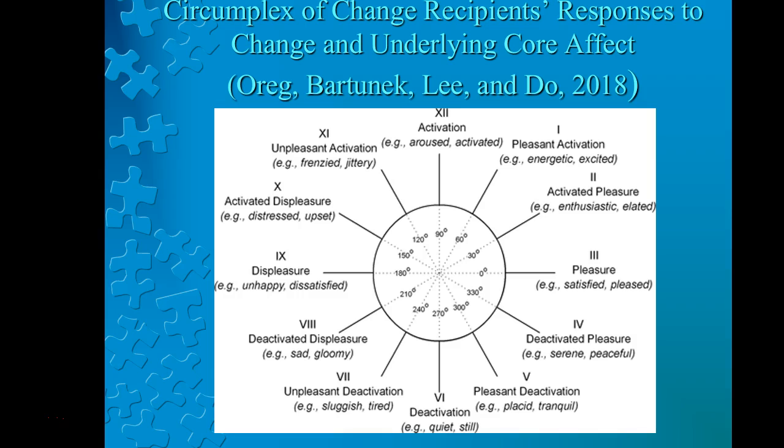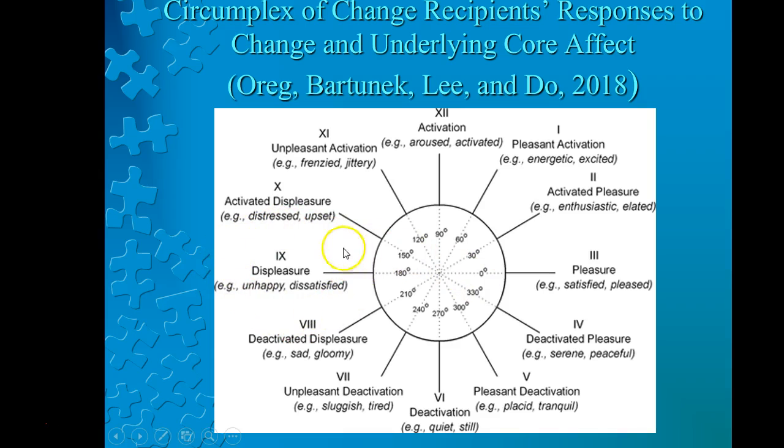As we look at another model of group level change, we must understand how recipients sometimes respond to organizational change. Research by Orrick, Bartunek, Lee, and Du shows in this circumplex here how recipients and organizations respond to change. As you can see here in our model, in this circle of 360 degrees, on the right side you see pleasure, which shows how employees respond when they are happy with the change.